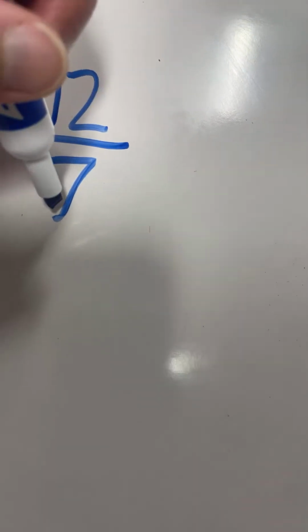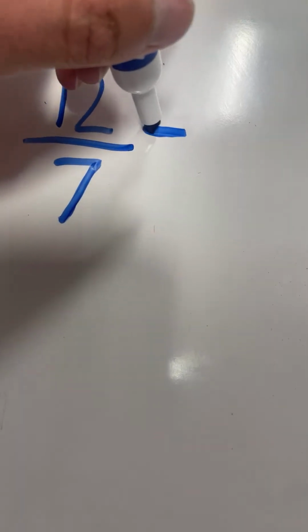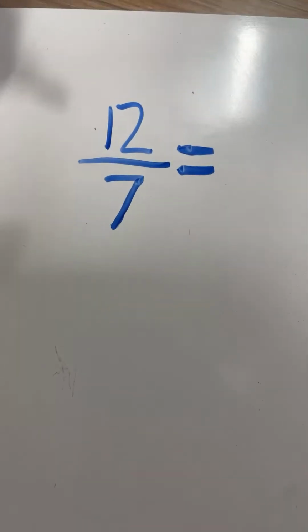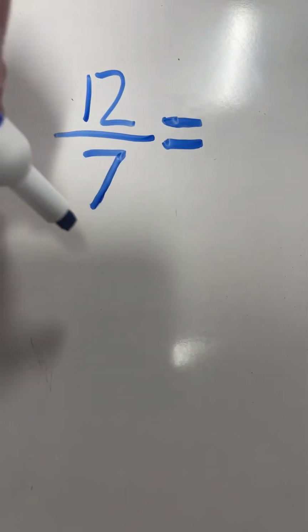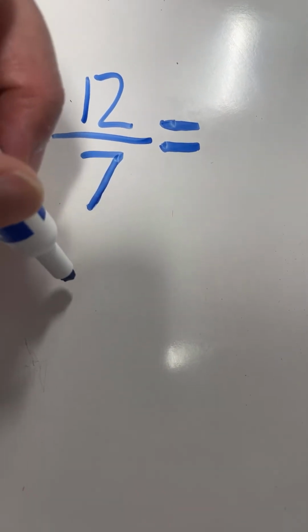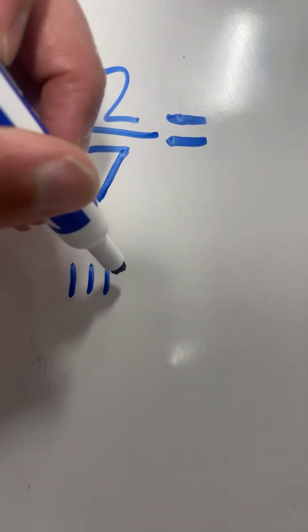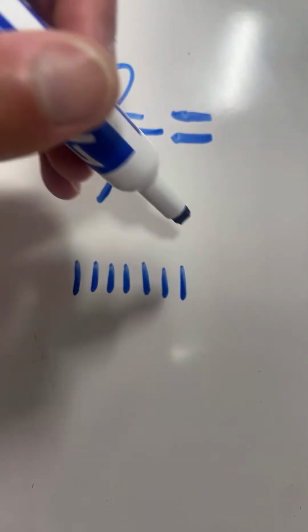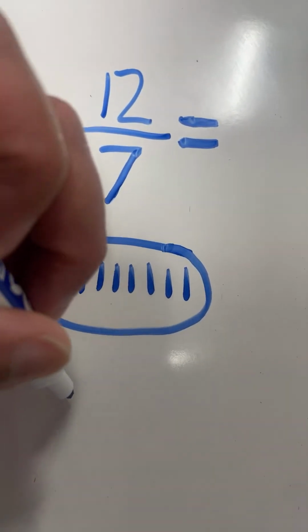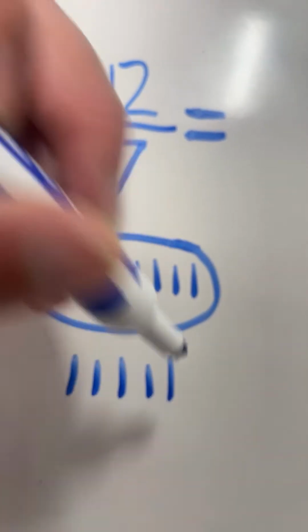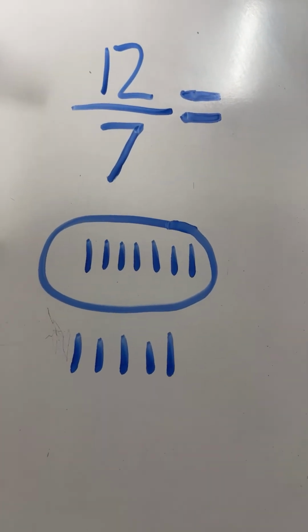All right, one more though. 12 sevenths. We have to convert 12 sevenths to a mixed number. So we're going to make 12 total tallies. And we're going to make them in groups of 7. 1, 2, 3, 4, 5, 6, 7. So we have one full group of 7, 8, 9, 10, 11, 12. So we have our 12 total tallies.